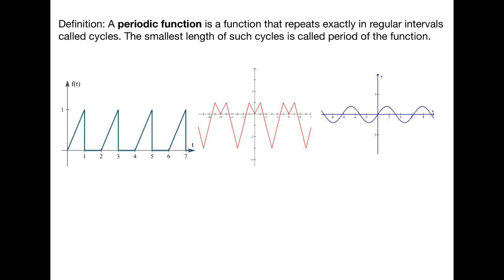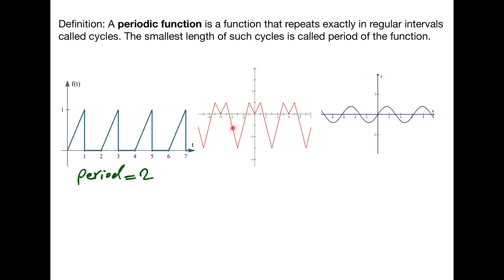In this example, the period of this function is 2, right? So the length of the cycle is 2. This cycle has length 2, this one has length 2, all of them have length 2. So the period here is equal to 2, and that's the period of this function.